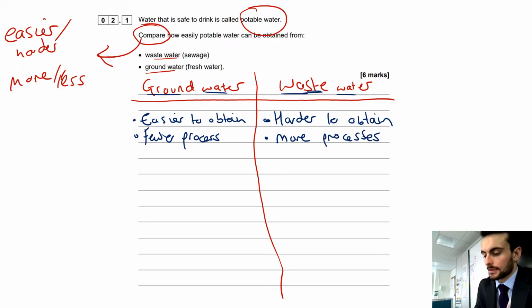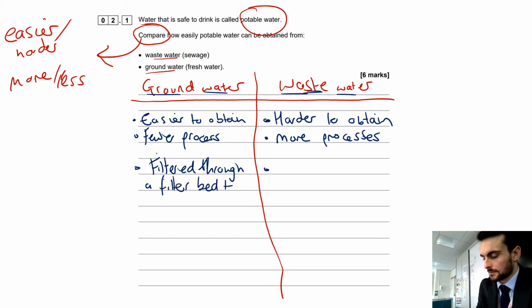Okay, next step I would talk about is how are these two filtered to get rid of the stuff, because think about it in terms of the sequence of what you do to get the drinkable water from it. So the first thing for groundwater is we filter it, filtered through a filter bed to remove solids.